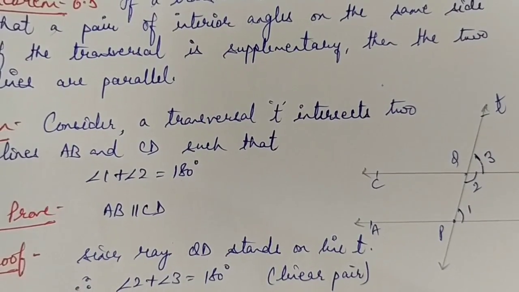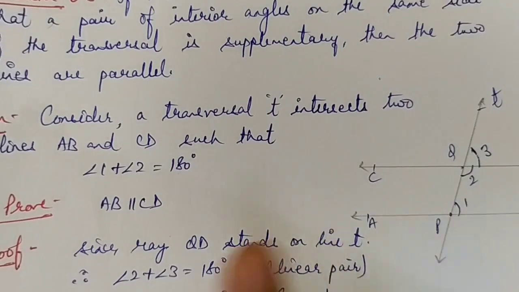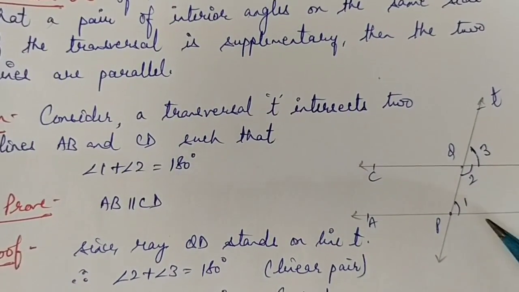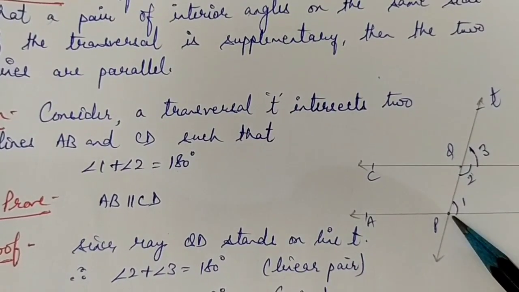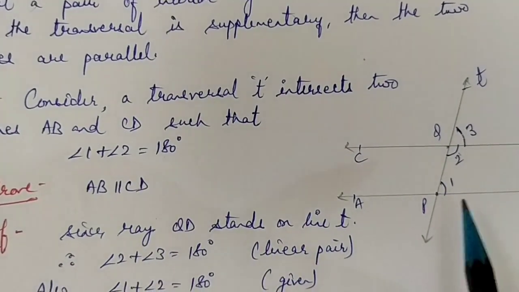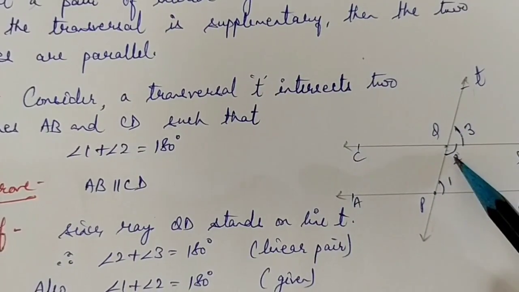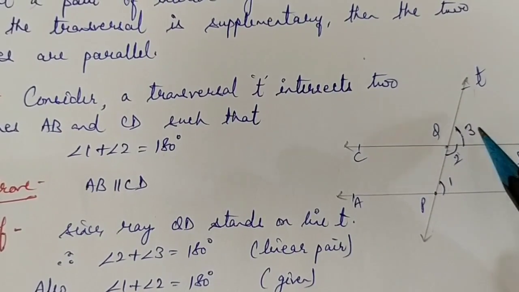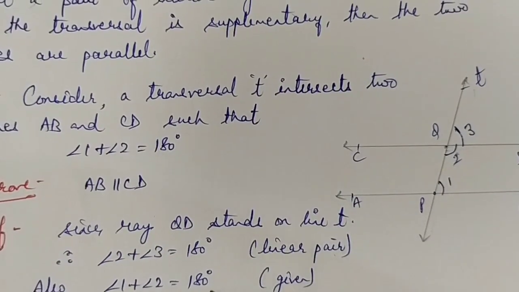Given, consider a transversal T intersects 2 lines AB and CD such that angle 1 plus angle 2 is equals to 180 degree. ठीक है ना, ये आपको given है कि angle 1 plus angle 2 is equals to 180 degree है because it is given that a pair of co-interior angle is supplementary. Now proof, since ray QD stands on the line T, okay, we will get angle 2 plus angle 3 is equals to 180 degree. Okay, linear pair. Also angle 1 plus angle 2 is equals to 180 degree.